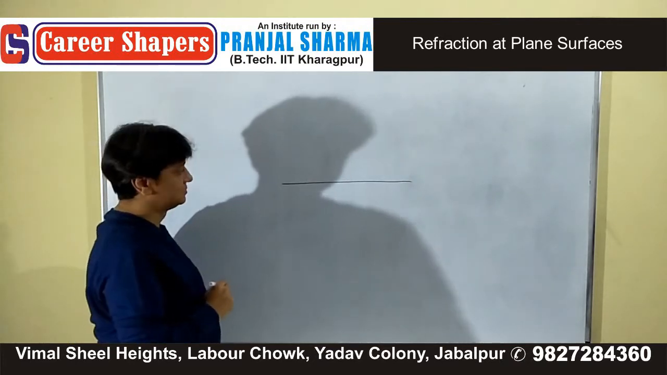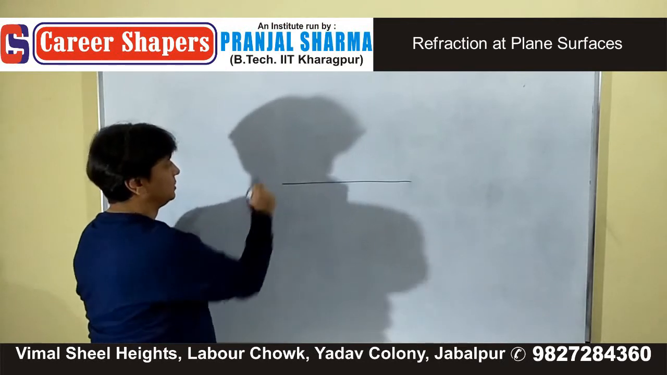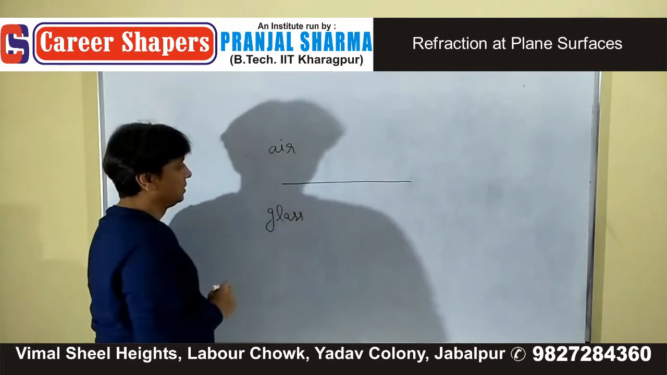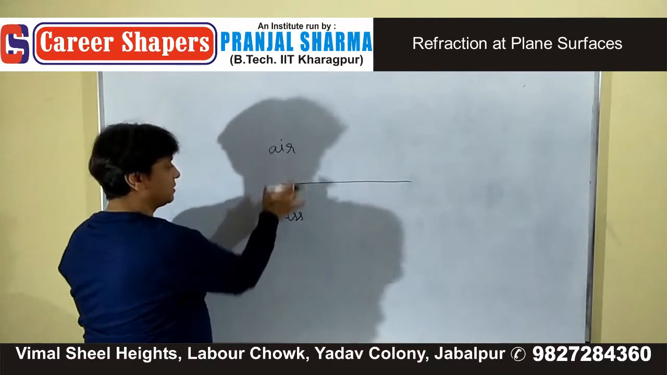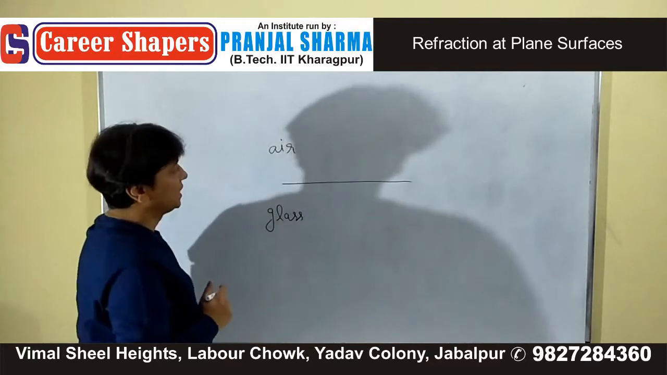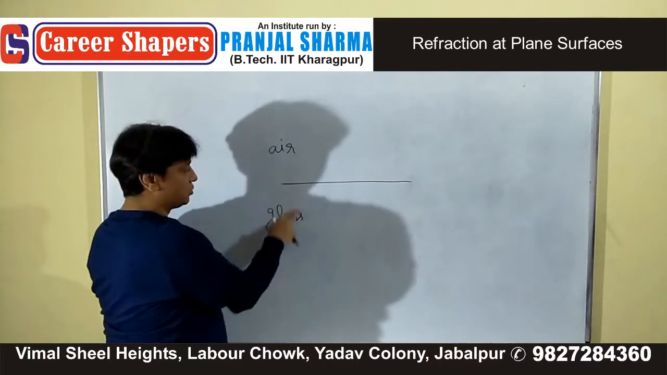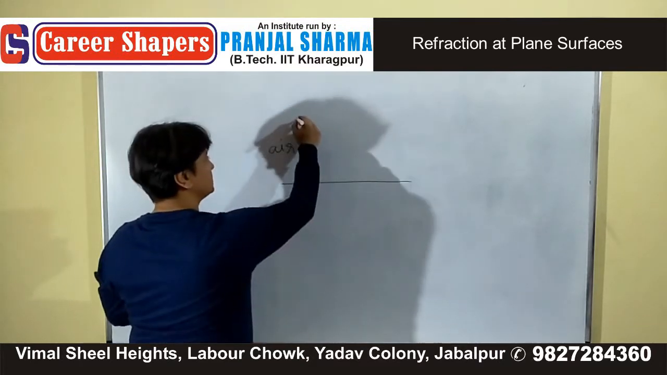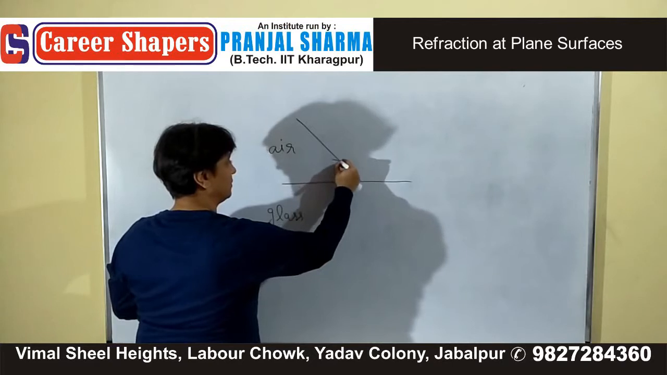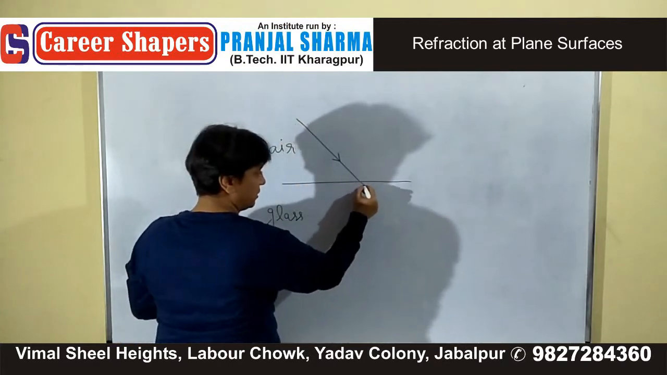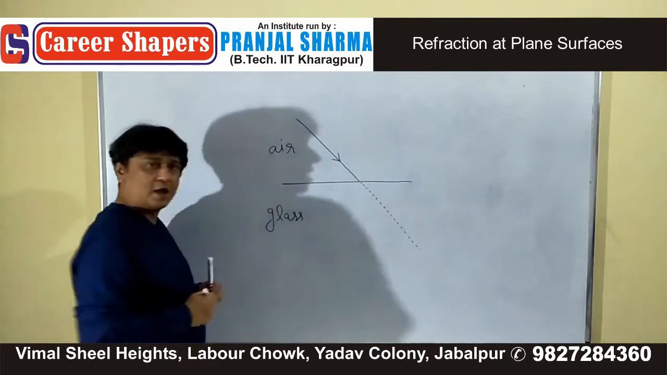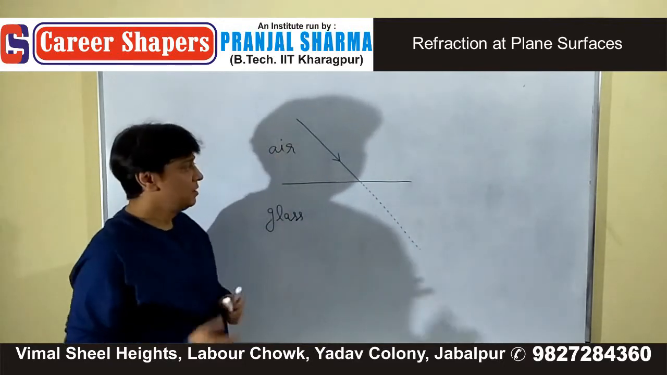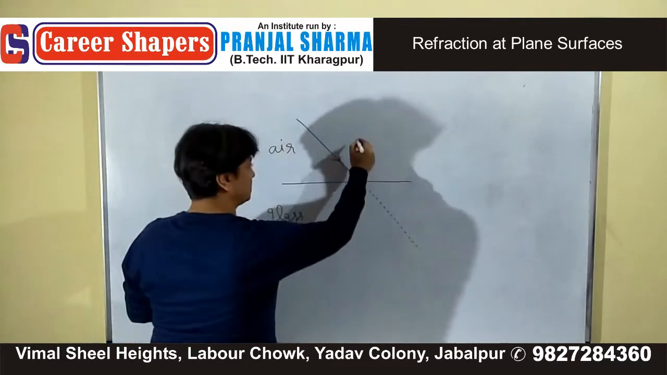We have an interface which divides two mediums. Let's say this is air and this is glass. It can be any pair. You know that when light travels from rarer to denser, it deviates from its path. So if I say that this is the incident ray, then this is the original path. Had it been air all throughout, then that's the path it would take. But you know that it's not going to happen.